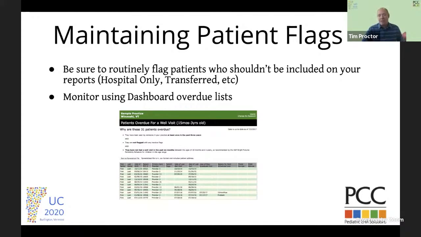Monitor your dashboard overdue lists. As you'll see when I get into the dashboard demo, you have overdue lists for a lot of measures. These identify patients who are overdue for well visits or immunizations or whatever. Monitor those lists on a regular basis. Get into the dashboard after it's been updated each month and look at that. If you see somebody on that list that you know isn't active, then you know you need to flag them. That's why we put those lists in there, to help you manage that population.